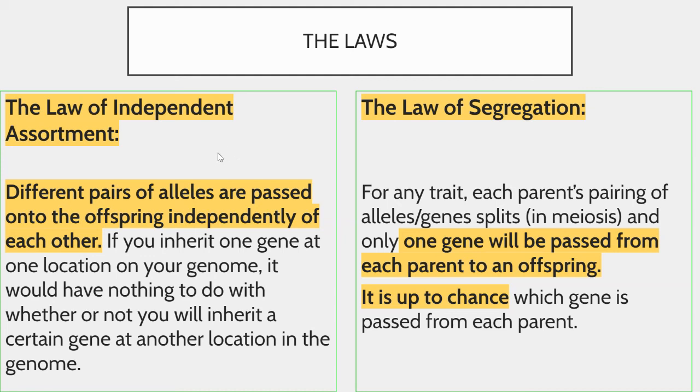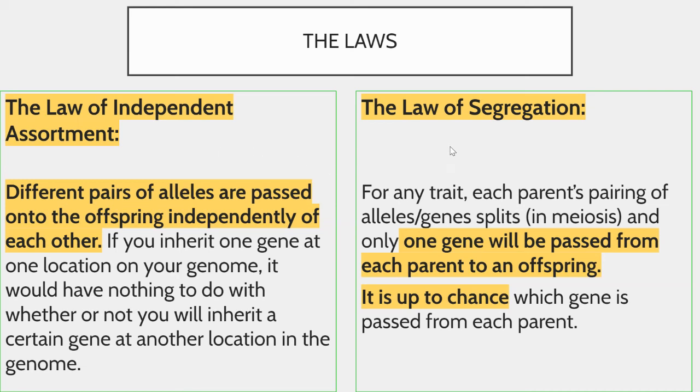Another example would be just because I can curl my tongue does not mean that I am double jointed. The gene for curling tongue and being double jointed are separate genes, and they're passed on to offspring independently of each other. The reason for that law of independent assortment is, if you think back to when we talked about cell cycles, because of that crossing over that takes place during prophase 1 of meiosis.